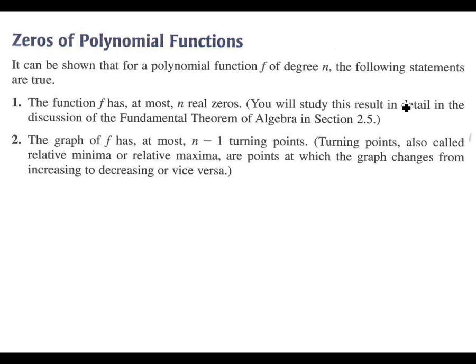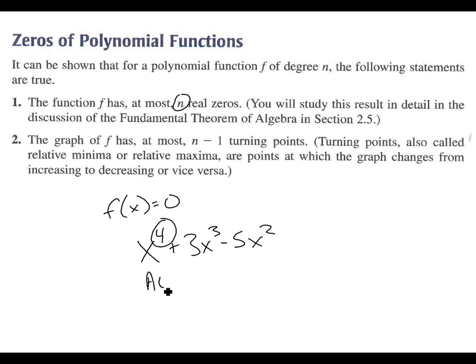All right, zeros. To find our zeros, remember we're going to make f of x equal to 0. All right? And so this slide says how many could we have? We have at most n real zeros, where n is the degree. So if we have x to the 4th plus 3x cubed minus 5x squared, our degree is 4. So we have at most 4 zeros. Could have 2 or 3, maybe 1, maybe it never crosses, maybe we have none, but we can't have 5. Right? At most 4 zeros.